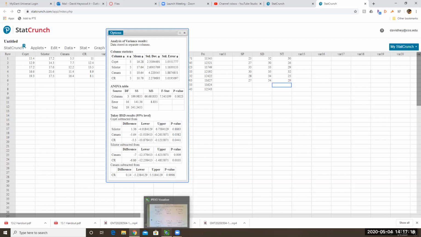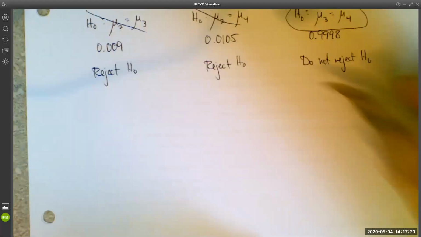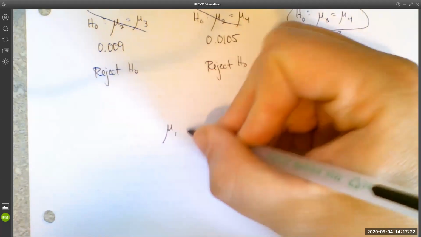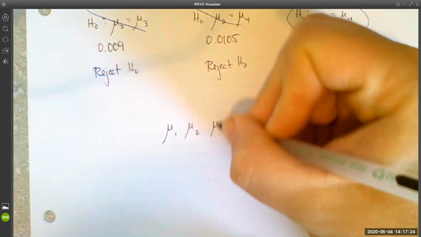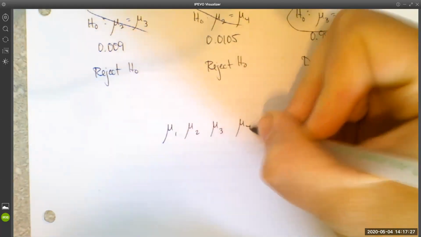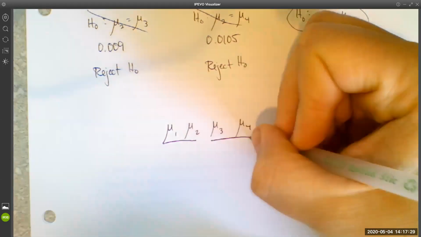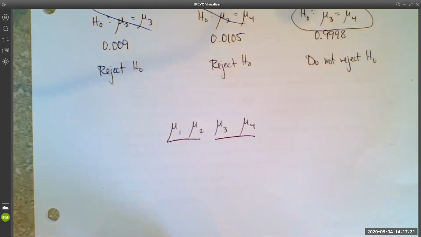When we're writing down our summary, we could say something like this. mu1, mu2, mu3, mu4, these two are the same. These two are the same. Okay, and that's that.